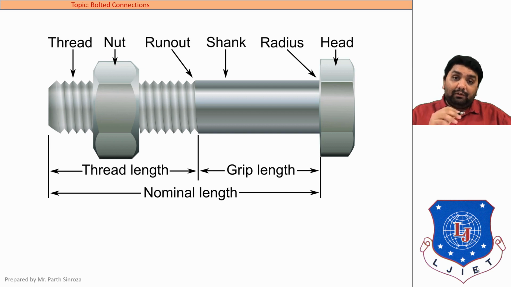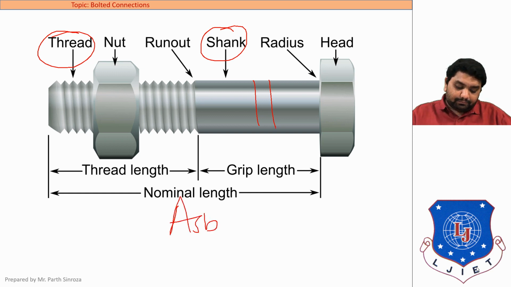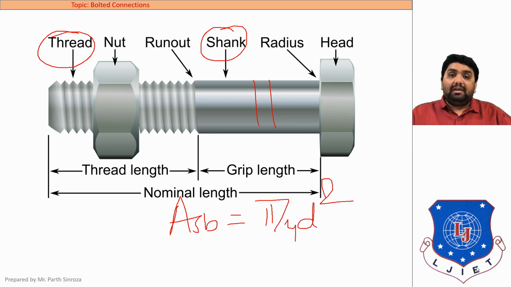So to find the area, keep in mind that in the IS code it is not mentioned how to calculate the area. So we will be dealing with two types of area, that is area of shank and area of thread. First we will be looking at the area of shank. Clear? As you can see, it is a plain region, so the cross section will be a solid circular object. As you cut it, it will be a solid circular object. So ASB will be equal to pi by 4 d square, d being the diameter of the bolt. Clear? So the area of shank is simple.